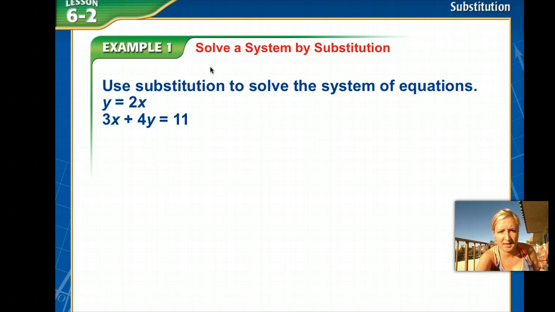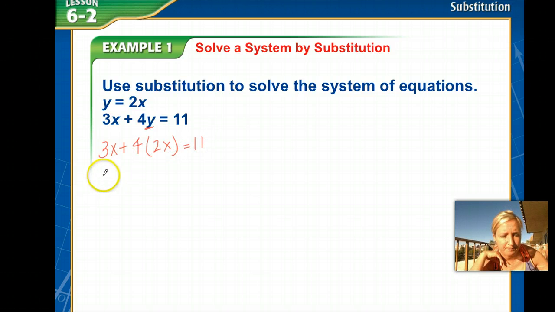All right, so example number one is to solve a system by substitution. And for example number one, they make it very easy for you by giving you one equation that's set equal to x or y. In this case, it's y equals 2x. So what I'm going to do is wherever I see a y in my second equation, I'm going to substitute 2x.